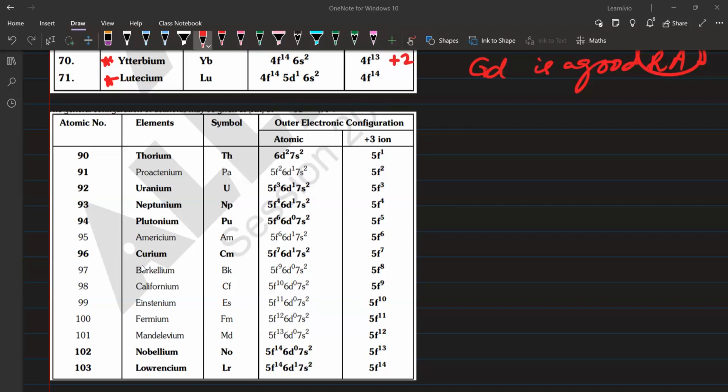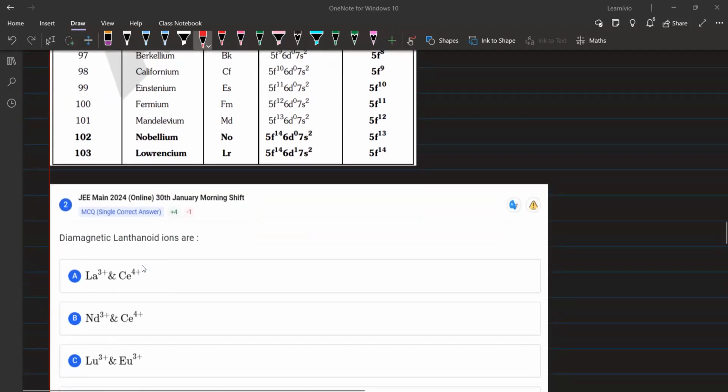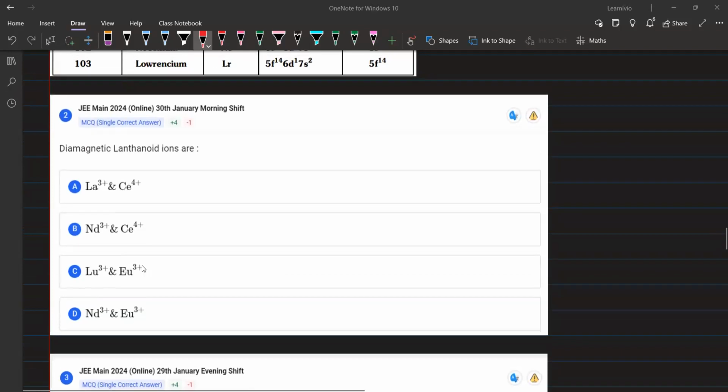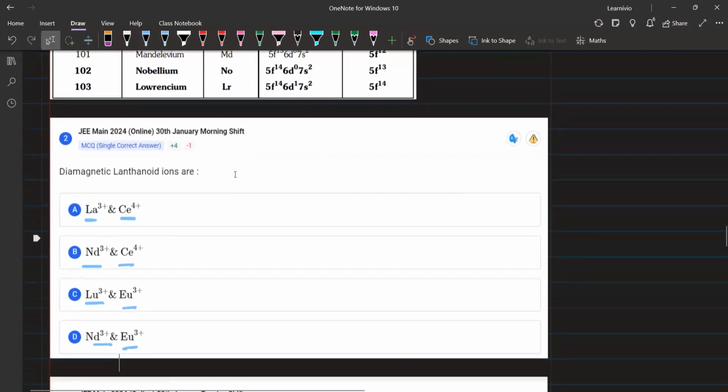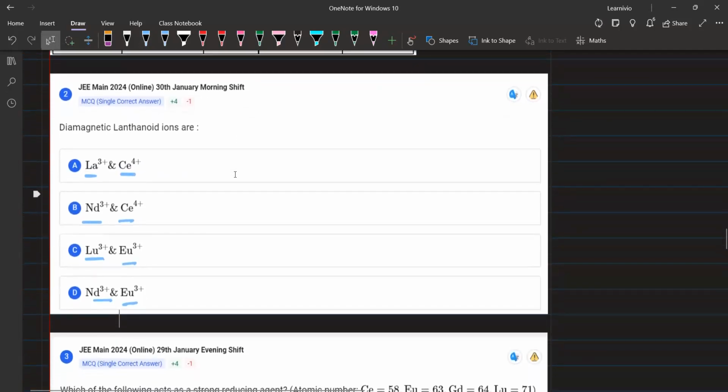चलिए, let us see the questions now. The first question is regarding diamagnetic lanthanide ions. And if you know these, La and cerium, lanthanum and cerium, and all of these atomic numbers, then only you will be able to do the calculations. So if you have written this down, this will be easy for you guys. The diamagnetic lanthanide ions.